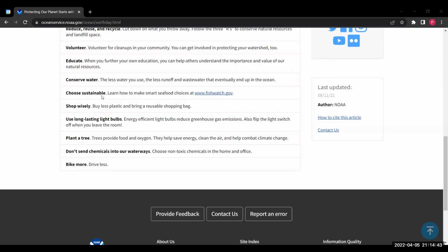Use long-lasting light bulbs. I personally don't know that much about it, but energy efficient light bulbs reduce greenhouse emissions. I guess there are battery lights and light bulbs that don't use that much energy, let alone electricity. Those are really good for the environment, and they're good for your eyes too, fun fact. And make sure when you're leaving your room, you turn off the light. Don't leave the TV running when you're going off shopping or whatever. Turn off the TV.